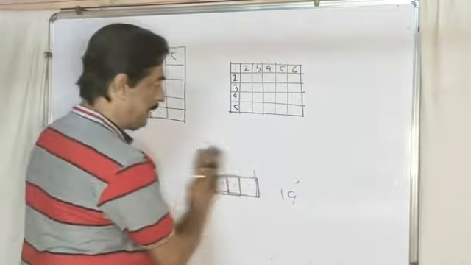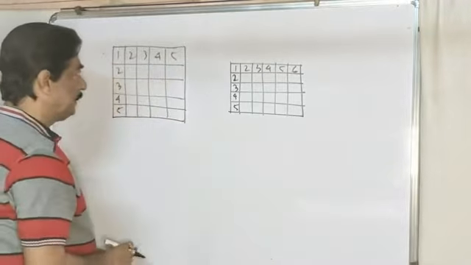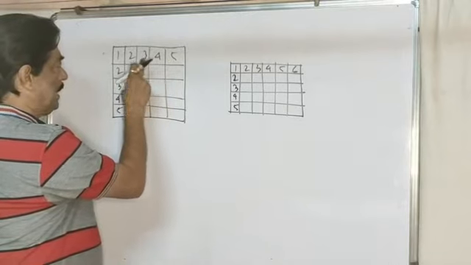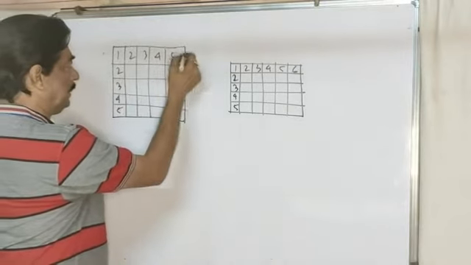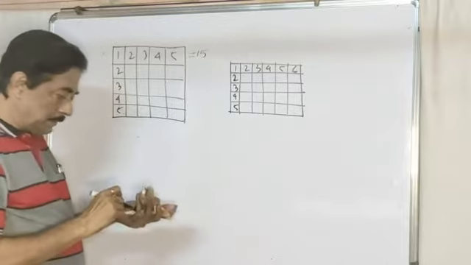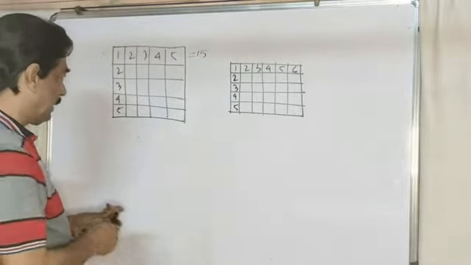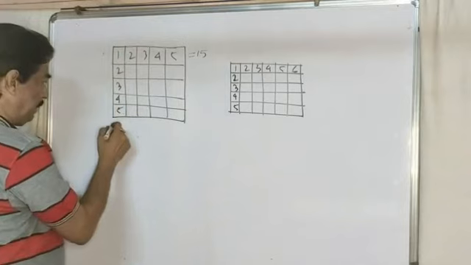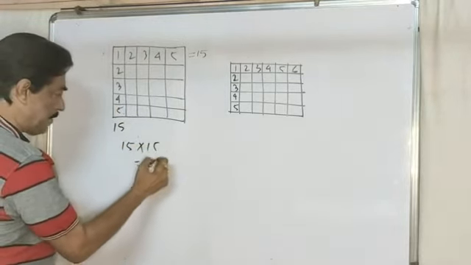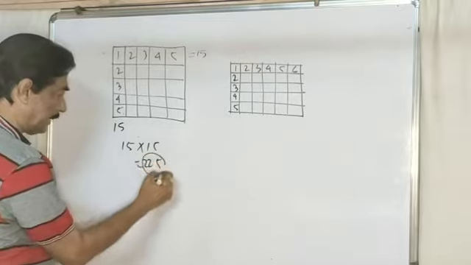Shortcut. Make it a shortcut. What is the rule behind it? Add all the numbers. 5 plus 4, 9. 9 plus 3, 12. 12 plus 3, 15. Summation is 15. Horizontal summation is 15. Now go for the vertical summation, 15. Your result is 15 into 15, 225 number of rectangles in the figure.